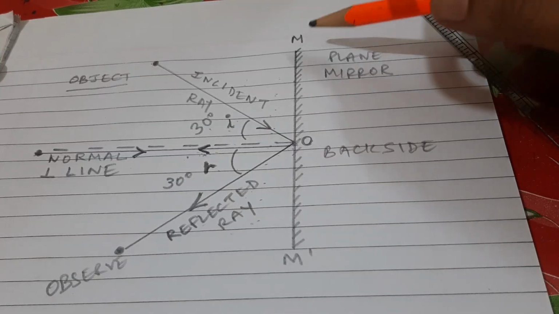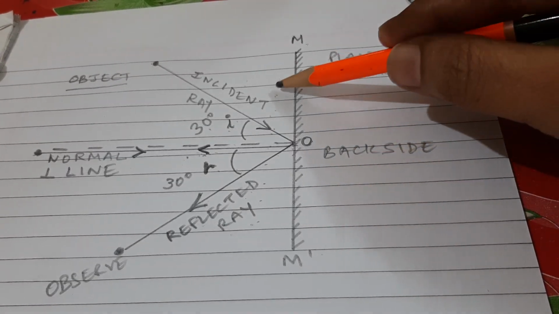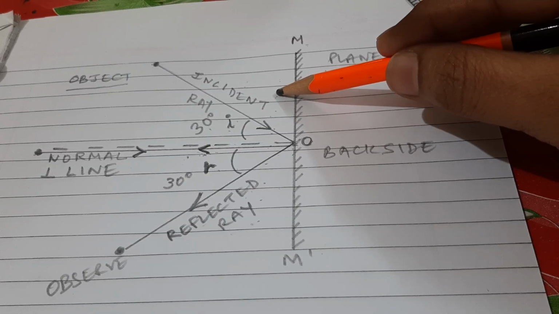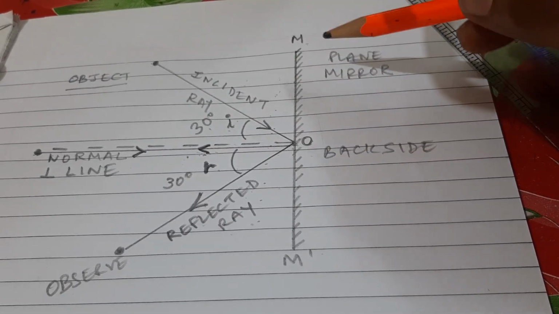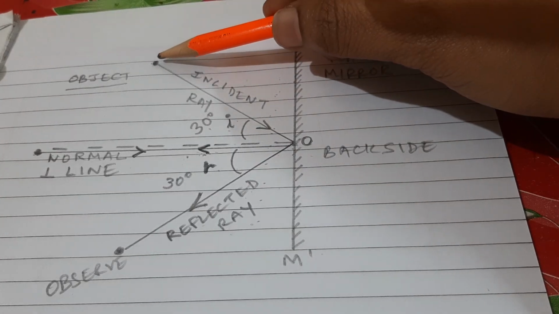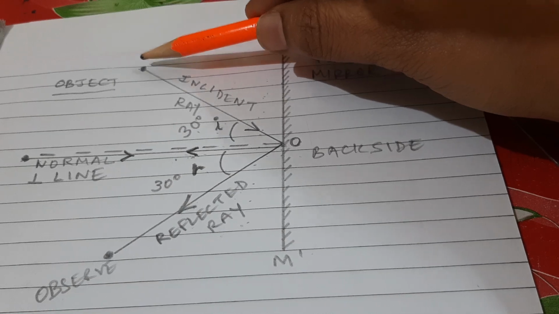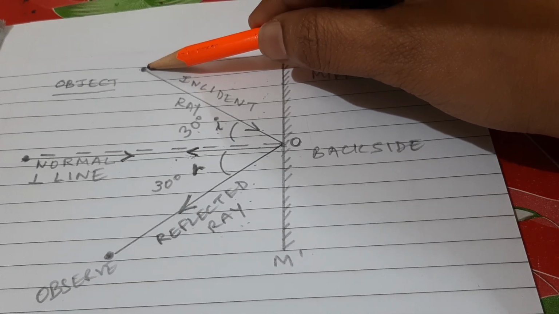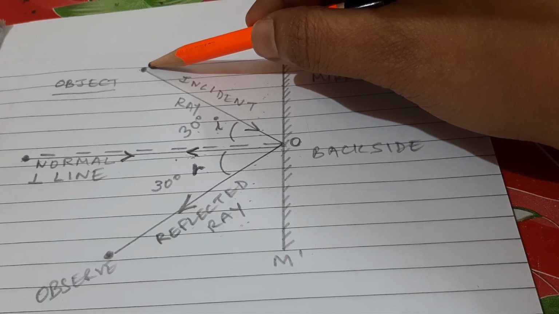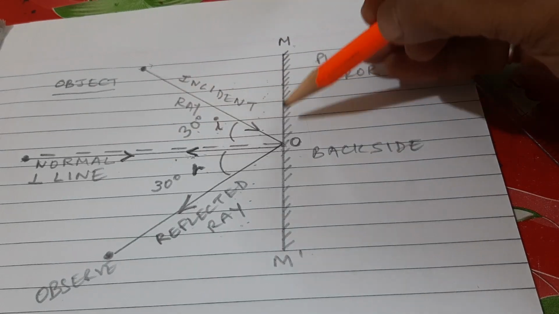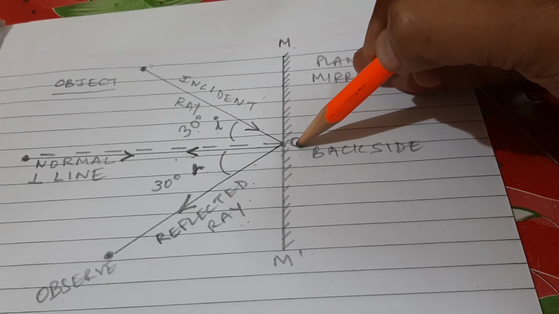In this diagram, M dash is the mirror. This side is the reflecting surface of the mirror and this side is the back side of the mirror. An object is taken here. This is the point object which is taken as example. So the point object is placed on the left side of the reflecting surface of the mirror. Now this point is labeled as O.